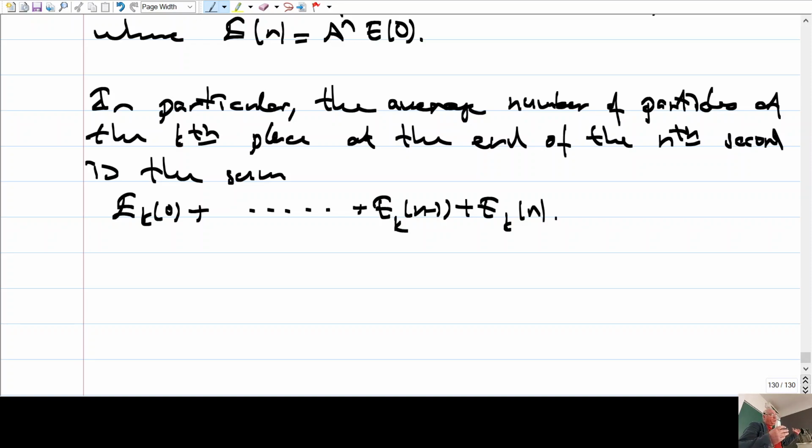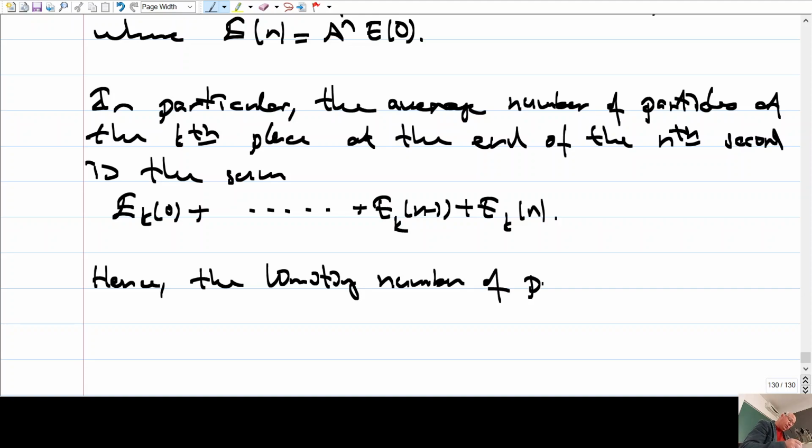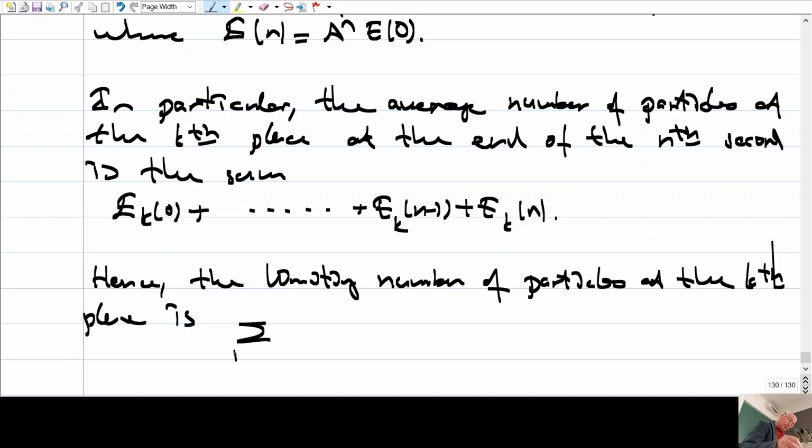If you take time to infinity, you will get the limiting number of particles at the kth place, right? Hence, the limiting number of particles at the kth place is the sum over i from 0 to infinity.